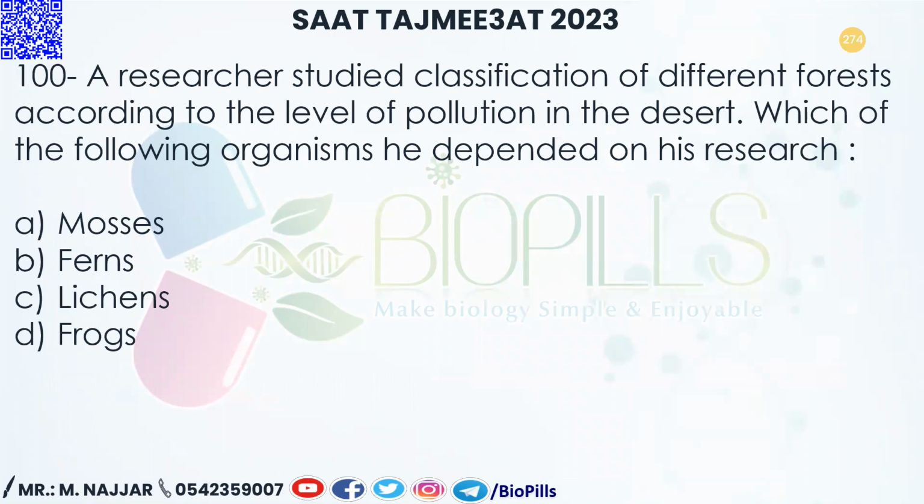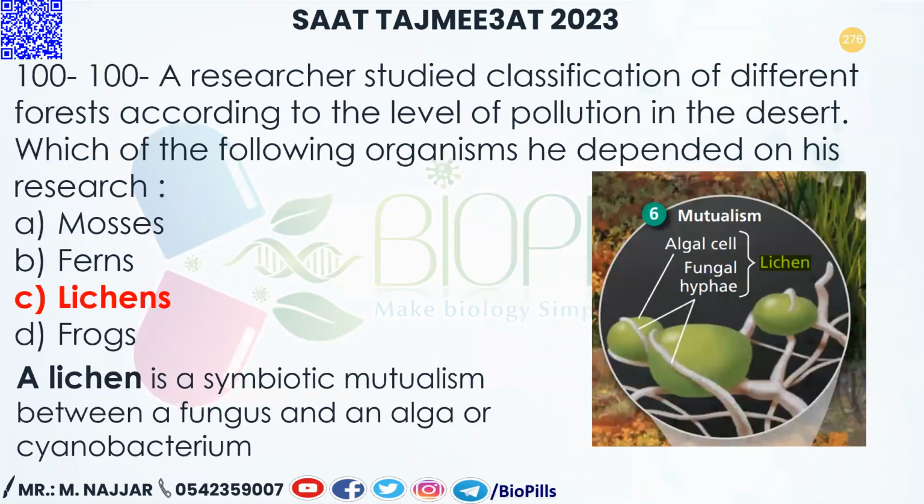A researcher studied classification of different forests according to the level of pollution in the desert. Which of the following organisms does he depend on in his research? Level of pollution, and in particular the air pollution. Lichens. Lichen is a mutualistic relationship between an algae and fungi. The algae is photosynthetic, makes food, and gives it to the fungi. The fungi fix nitrogen and in return give it to the algae.